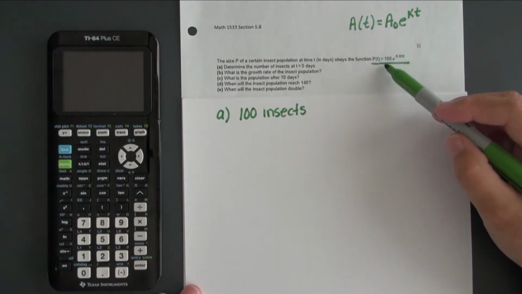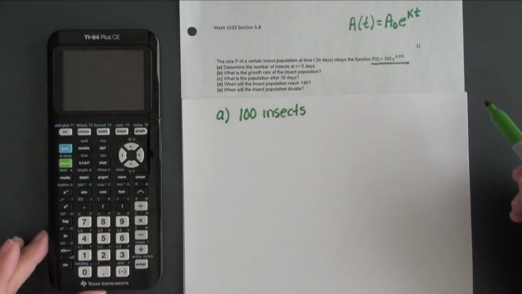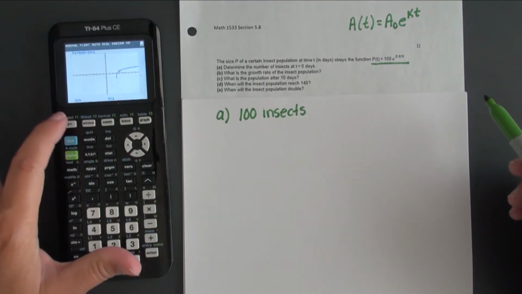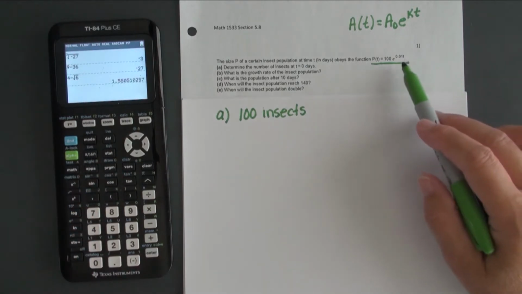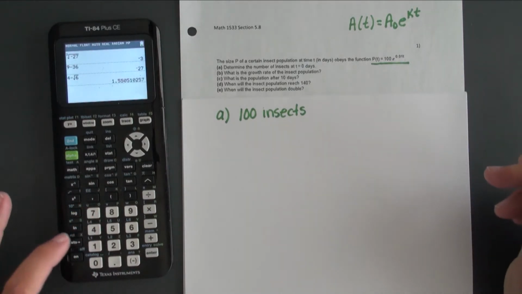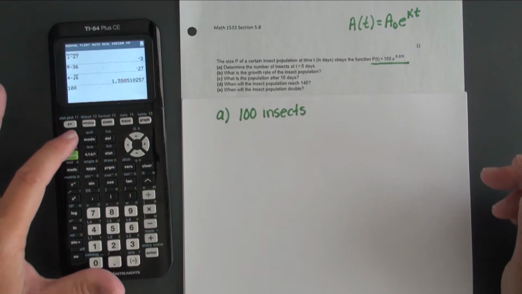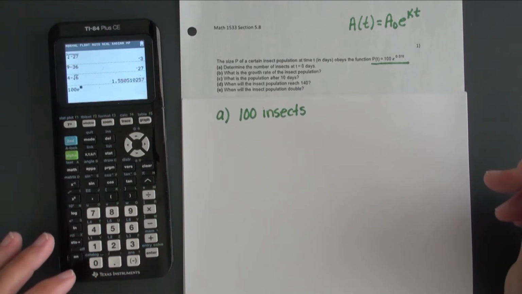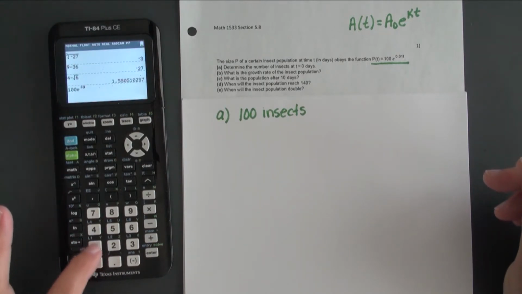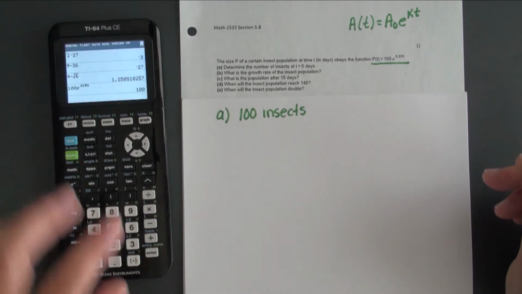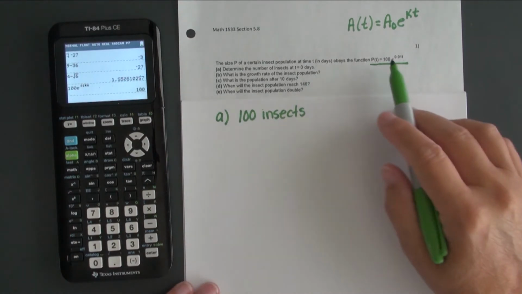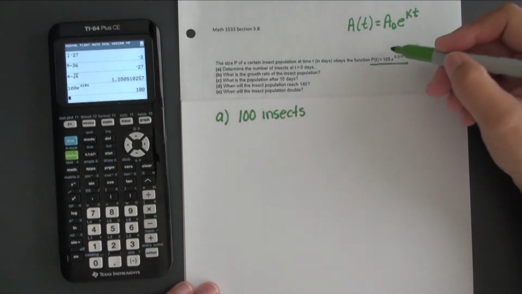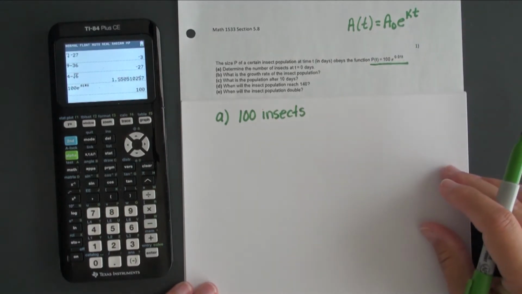If you would like to take this formula and put it in your calculator, putting a 0 in for t, we would have 100 times e to the power of 0.01 times 0, and you get a 100. So if you want to just substitute in t equals 0, you'll get the same thing. But this is our initial amount of insects, 100.